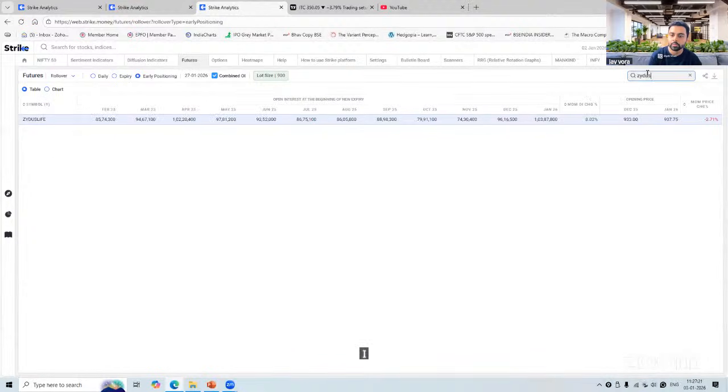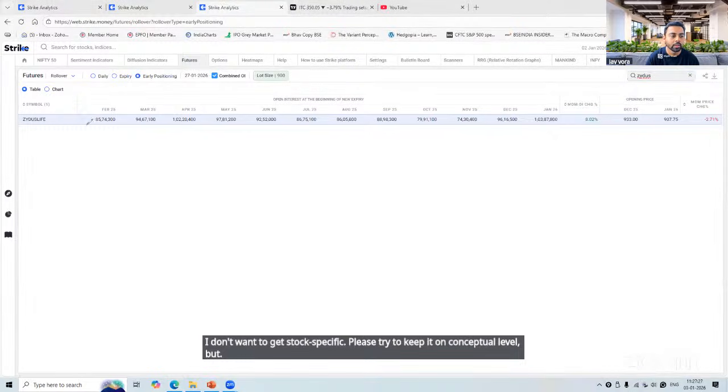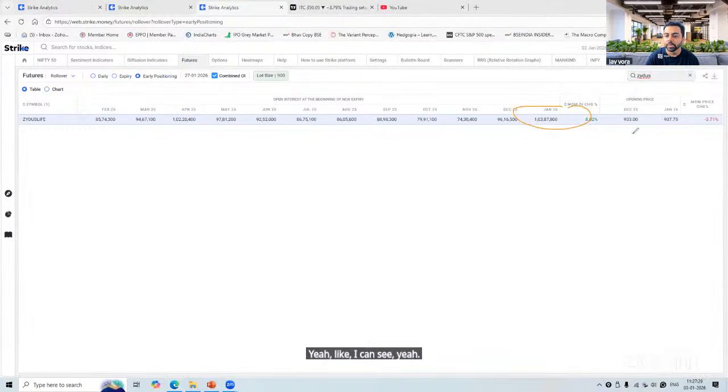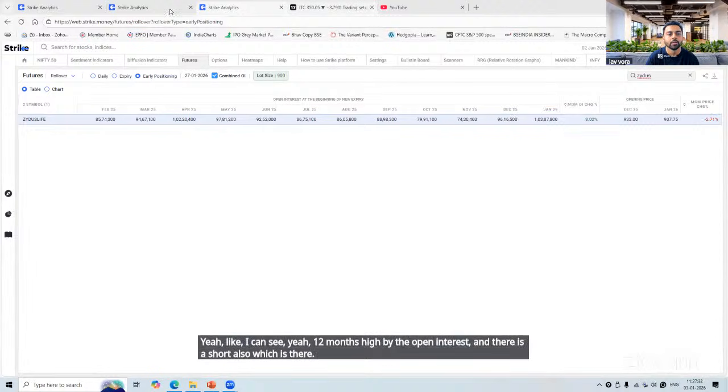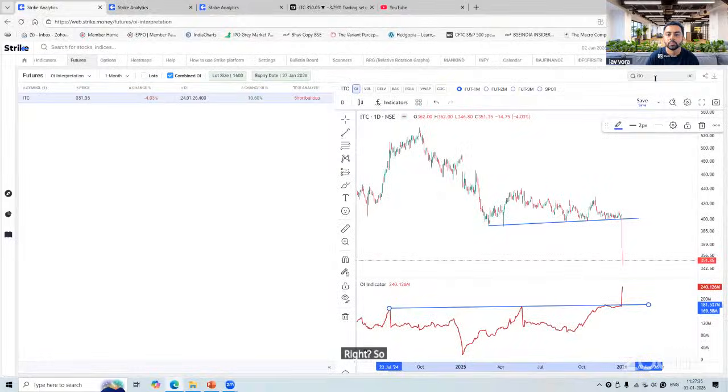I don't want to get stock specific. Please try to keep it on a conceptual level. But yeah, I can see it is at a 12 month high in open interest, and there is a short also which is there, right? So I need to.